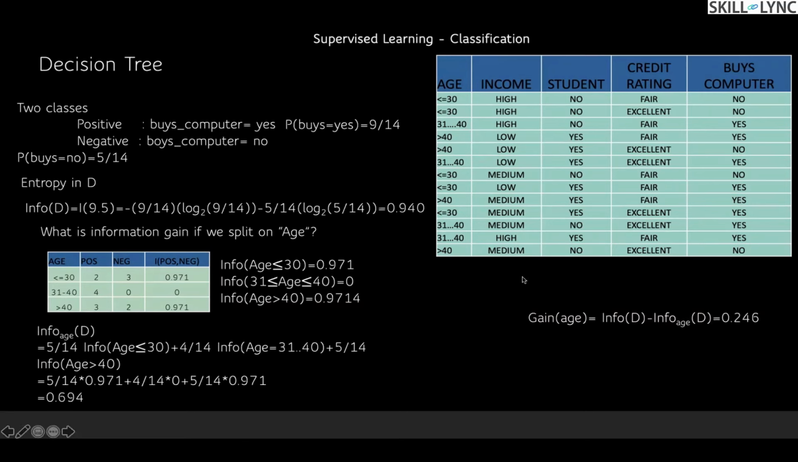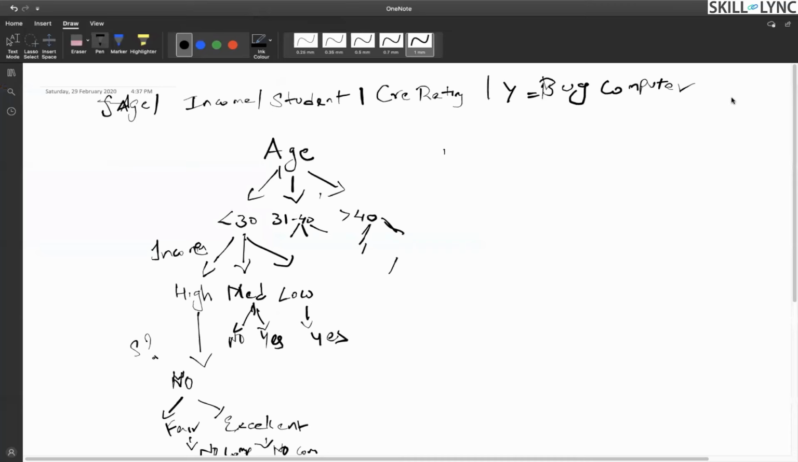I have taken only the first two records with less than or equal to 30 and I've proceeded, and you have noticed how difficult it is. Now when I have less than or equal to 30 with income high, he's not a student, he's not buying a computer. Whether his credit rating is fair or excellent, he still doesn't buy a computer. So there is no use of this, because the outcome can directly come out from this, that he will not buy a computer. There is no need of looking at the credit rating.